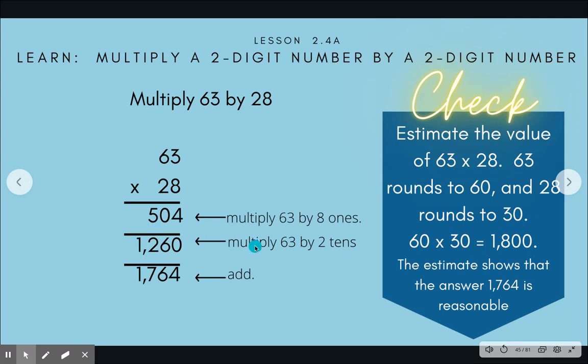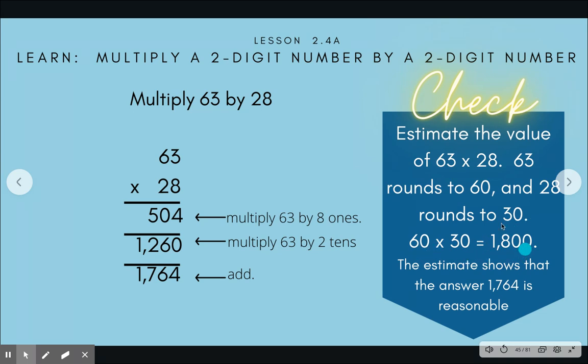Then you're going to multiply 63 by 2 tens. So you're taking 2 times 3 is 6, and 6 times 2 is 12. And you're putting that here and adding it together, the traditional way of multiplying. And you can double check that you did this correctly by estimating the value. So 63 rounds to 60, and 28 rounds to 30. 60 times 30 is 1,800.